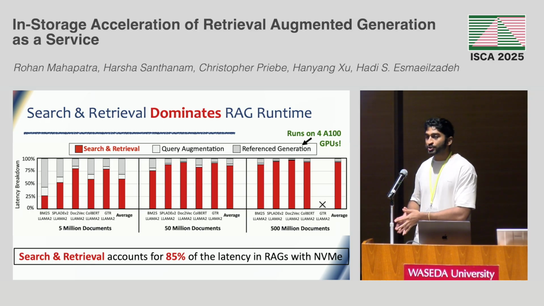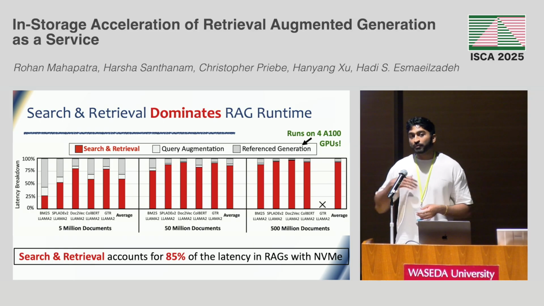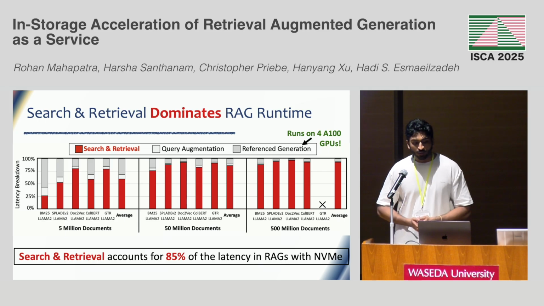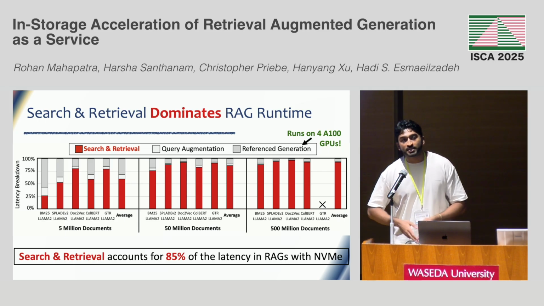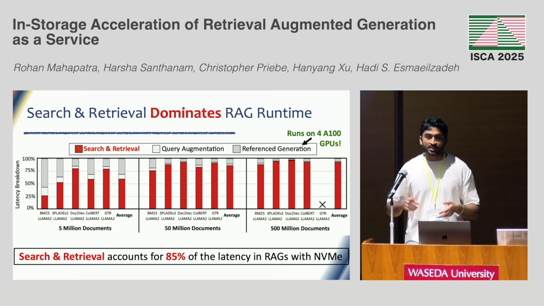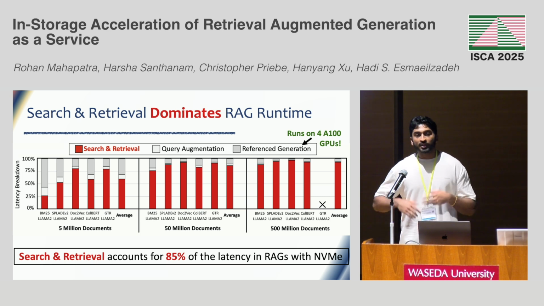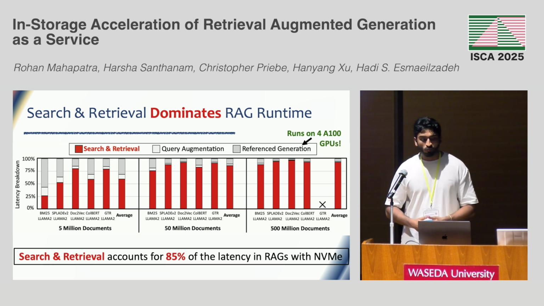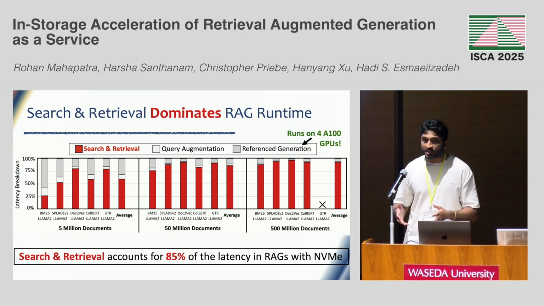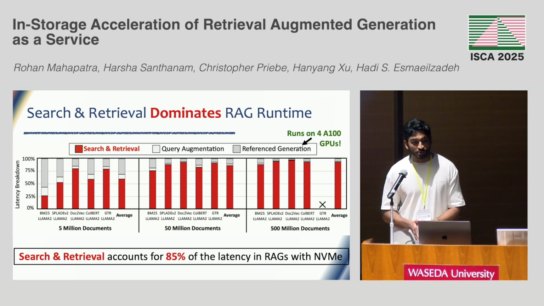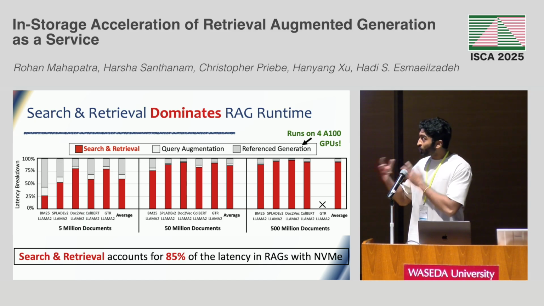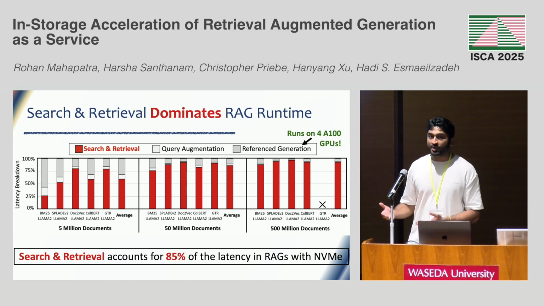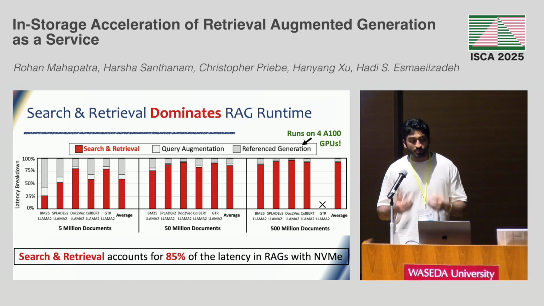So in this figure, we're showing the full runtime breakdown of retrieval augmented generation. On the x-axis, we have our different benchmarks for three different dataset sizes: 5 million documents, 50 million documents, and 500 million documents. On the y-axis, we have the latency breakdown. What we see is that no matter the benchmark, no matter the dataset size, the search and retrieval phase, when we use NVMe to store embeddings, dominates runtime. Even more important is that as we increase the number of documents, search and retrieval dominates more and more.